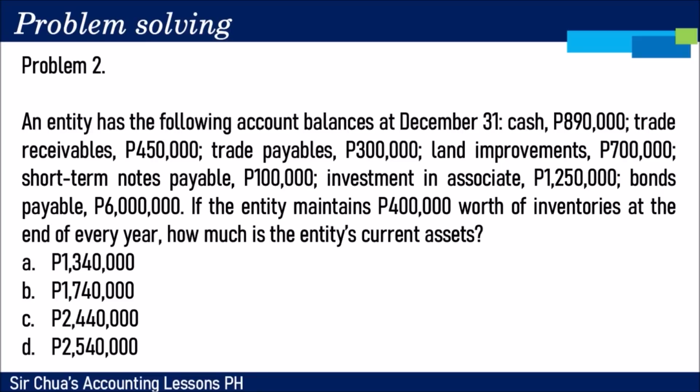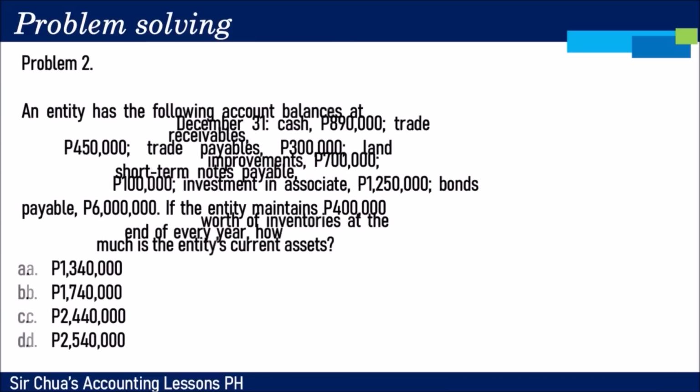If the entity maintains 400,000 worth of inventories at the end of every year, how much is the entity's current assets? A. 1,340,000. B. 1,740,000. C. 2,440,000. D. 2,540,000. So, pause nyo muna yung video, then sagutan nyo. Okay, assuming na pinost nyo at sana'y sinagutan nyo nga talaga. Okay, so here is the solution for problem number 2.